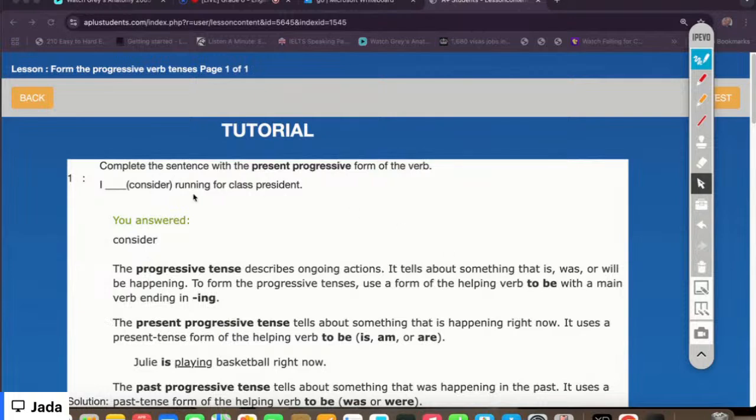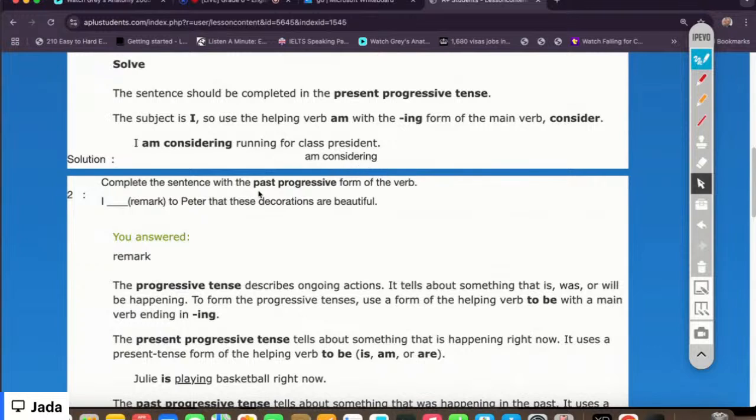All right. So we have complete the sentence with the present progressive. I consider running for class president. What will that be? I am considering running for the class president. Okay.